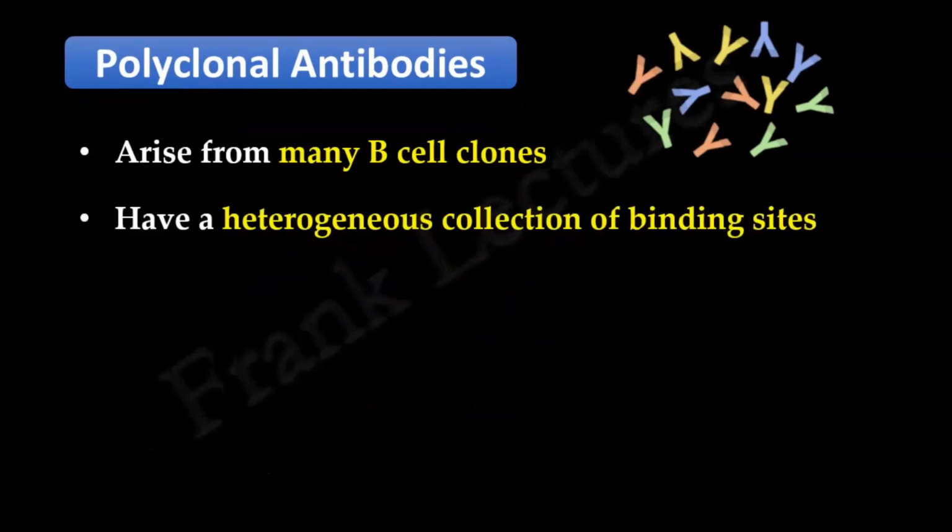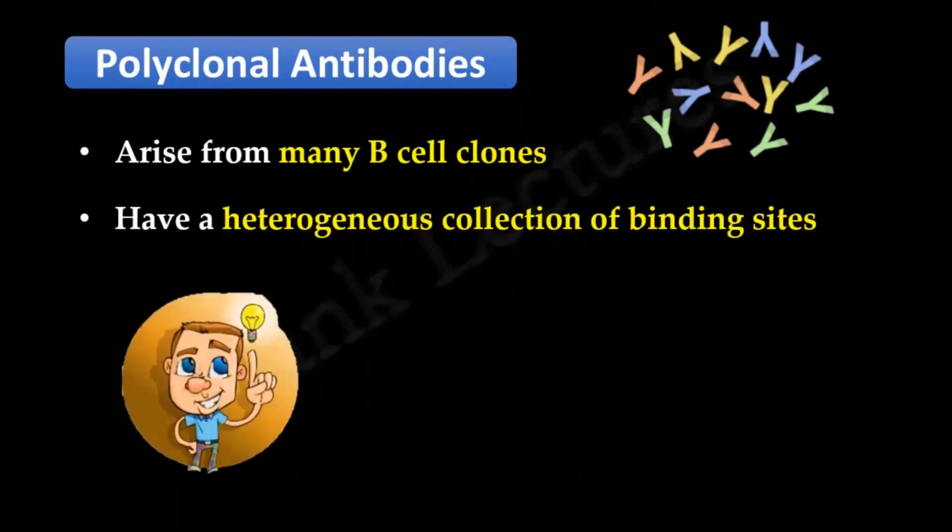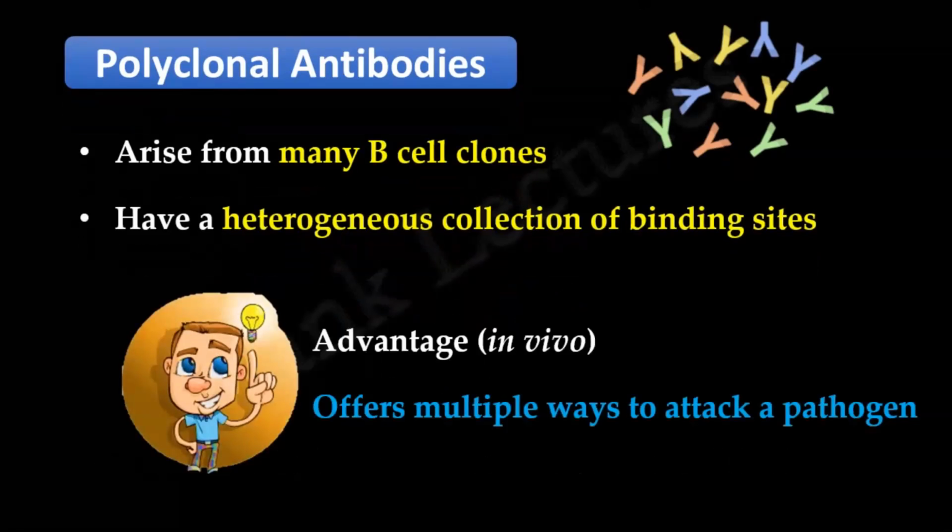Production of polyclonal antibodies in response to pathogens or antigens has a very important advantage in vivo. These antibodies offer multiple ways to attack a pathogen, such as by facilitating phagocytosis, complement-mediated lysis, etc.